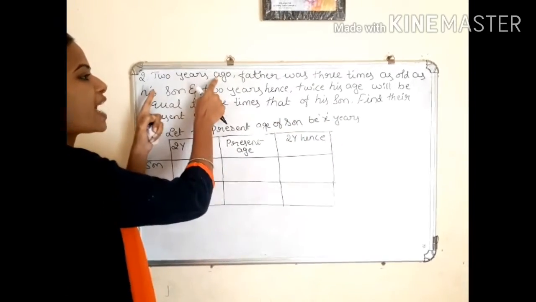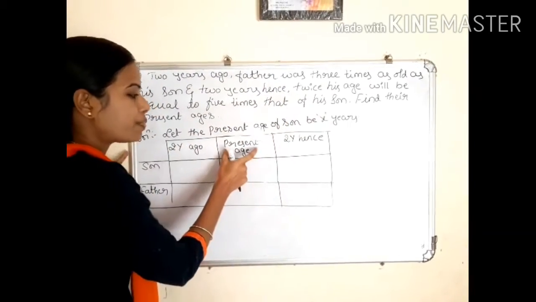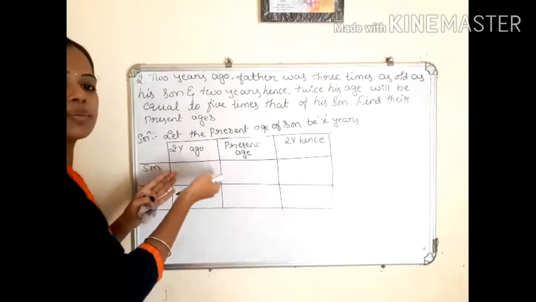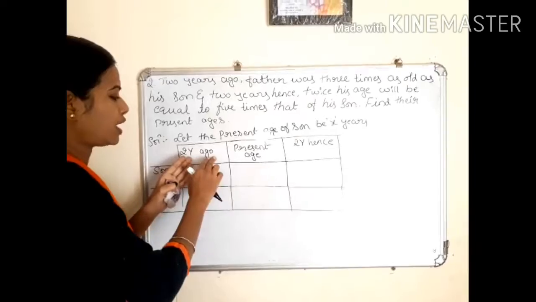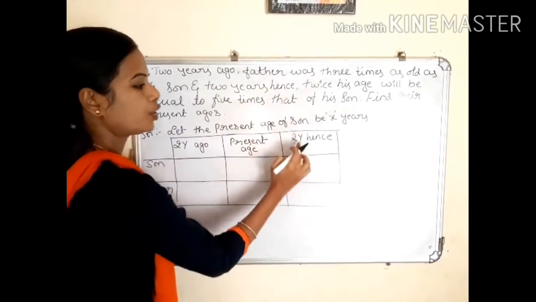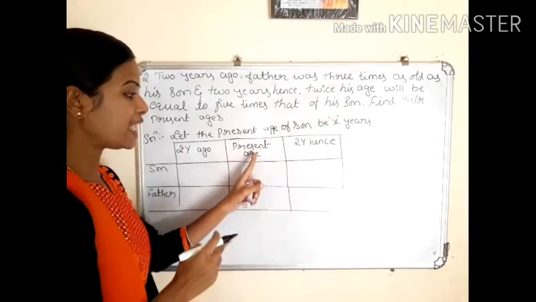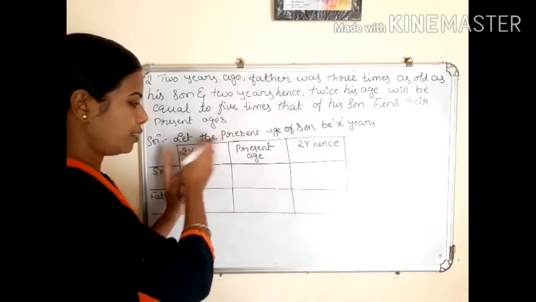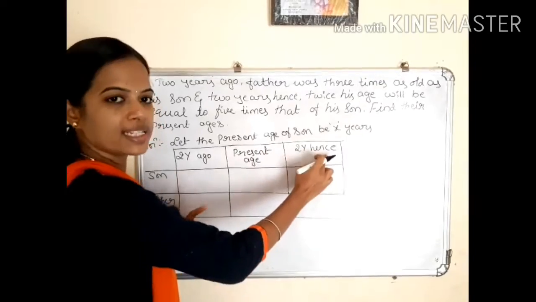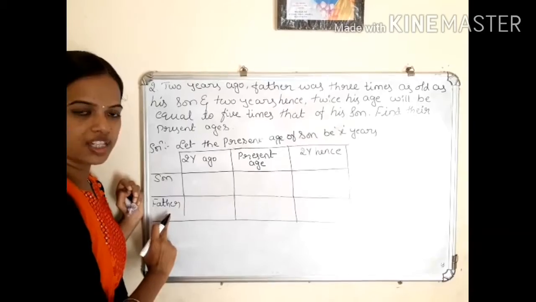They gave 2 years ago and also 2 years hence. So in the table, first write down present age in the middle. 2 years ago, nothing but 2 years before, write down. And also 2 years hence. In the table, make 3 columns. In the first middle column, write present age. In the before column, you write 2 years ago. And in the after column, you write 2 years hence. Here in the left column, you write down son's age and father's age.